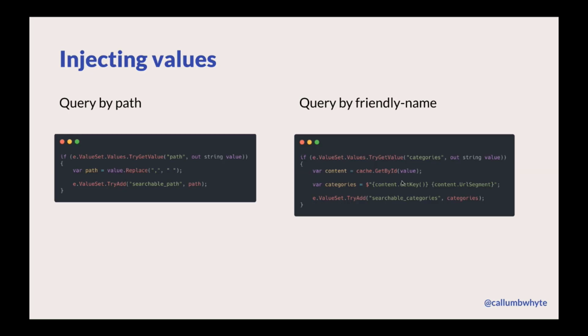So this would be the code sample where for path, you would, in your indexing code, say, hey, where the path field exists, I just want to replace all of the commas with a space and add that to the index under a field with the alias searchable_path. And in the case of categories, we get the value, we go and look up the content by that value, and then we can construct some kind of meaningful string that allows us to search upon that. In this case, it's got the content ID and then the URL segment, which is a friendly alias we can use to refer to content, and we then inject that into a field too.